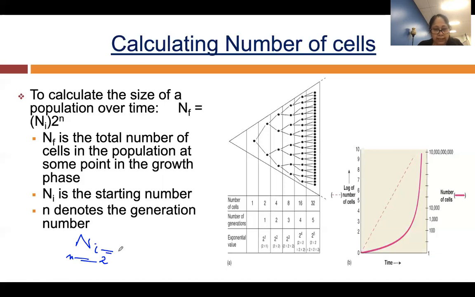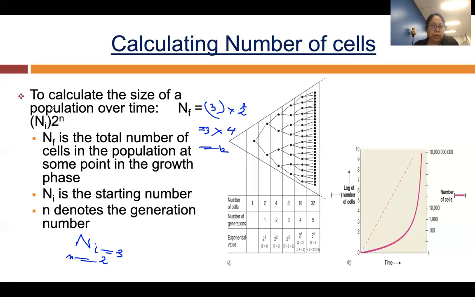And Ni is, we started with, let's say, three bacteria. Then what would be NF? Then NF should be 3 multiplied by the formula, 2 to the power n. And n equals 2, so 3 multiplied by 2 to the power 2, which is going to give me 12.